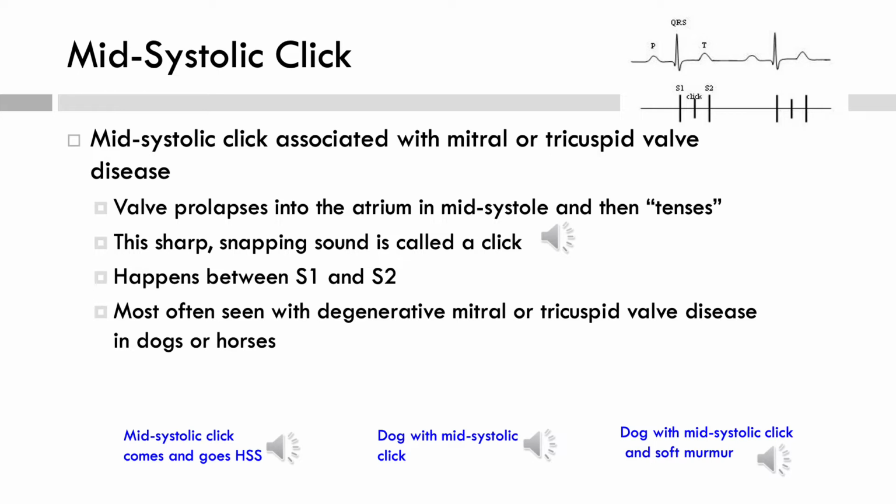We'll listen now to a mid-systolic click. A mid-systolic click is a result of a valve prolapsing or tenting up in mid-systole towards the atrium. This is a sharp or snapping sound, and it happens between the first and second heart sound. It's often heard with degenerative mitral or tricuspid valve disease in dogs or horses.